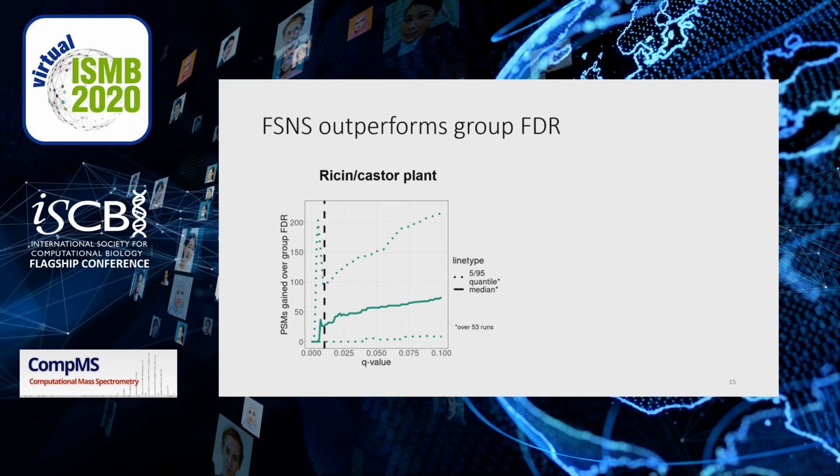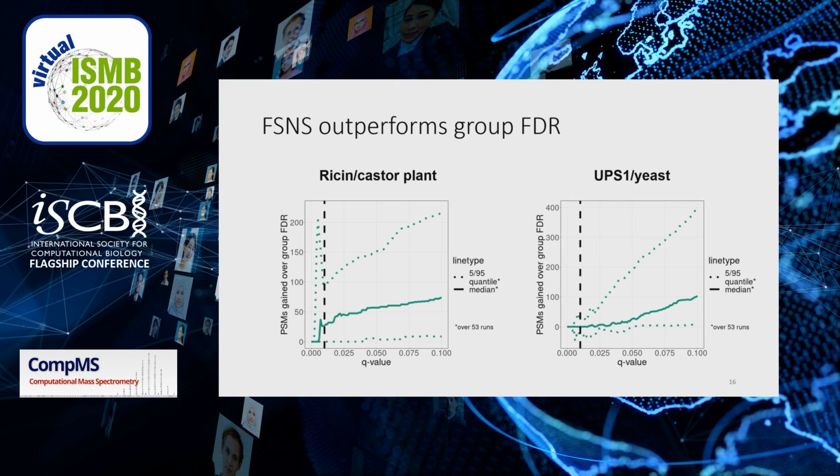So FSNS outperforms group FDR. What you see here on the left-hand side is, on the y-axis, the number of PSMs by which FSNS outperforms group FDR, with the x-axis being a range of q-values, the solid line being the median over 53 runs, and the dashed lines being the 5th and 95th percentile over the 53 runs. And as you see, over the entire FDR range that we plot, from 0 to 10, FSNS outperforms group FDR. At a 1% FDR, FSNS outperforms group FDR by 16.2%, or about 26.5 PSMs.